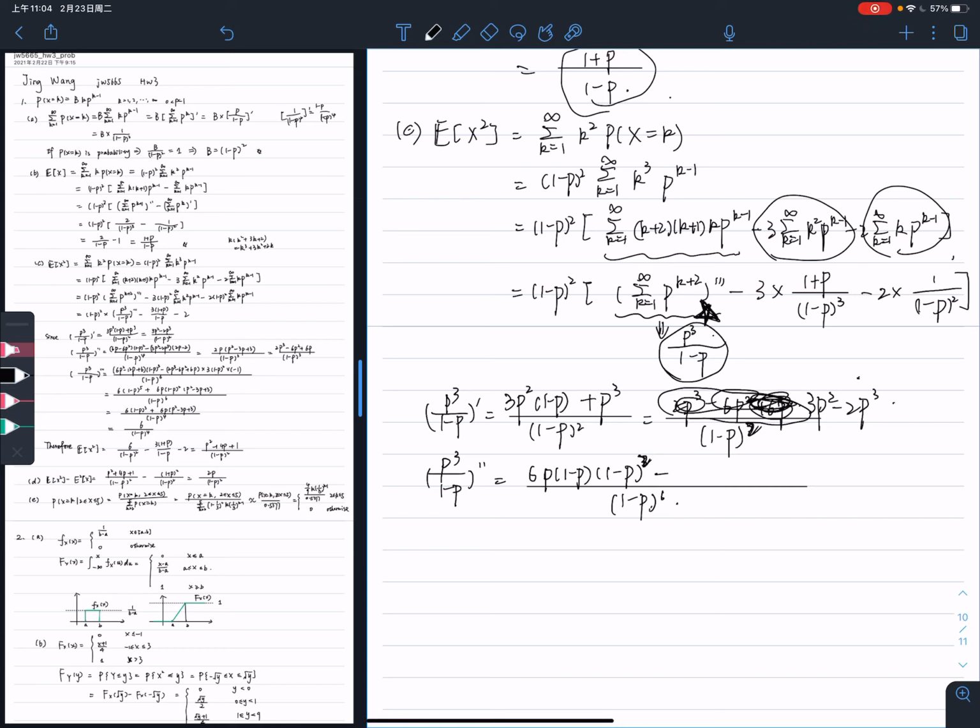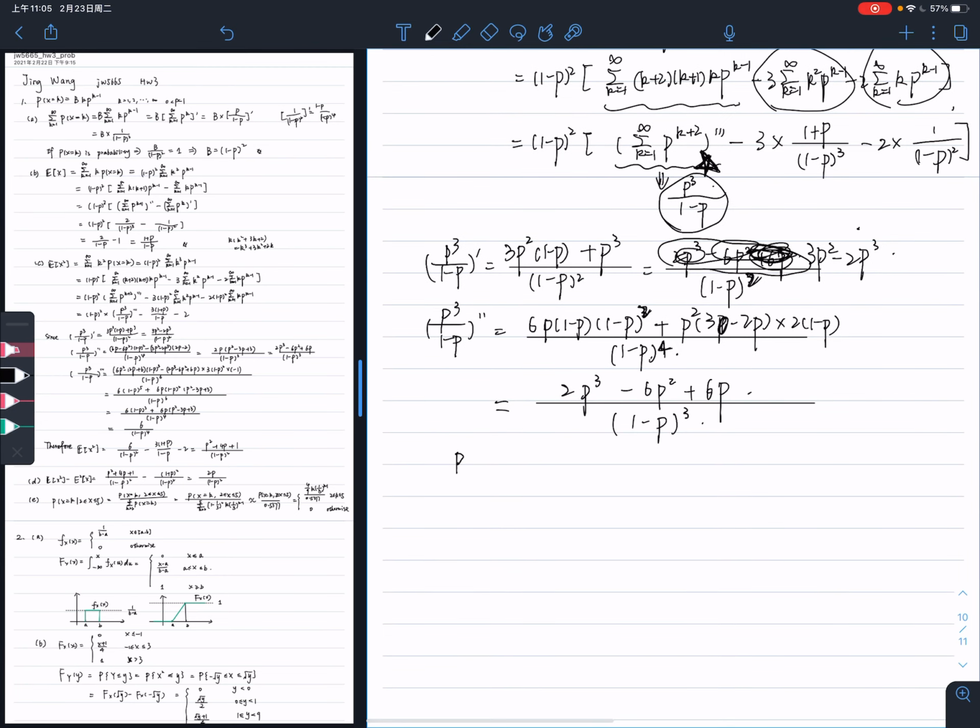So this is p times (3p - 2p^2), (3 - 2p) times 2(1-p) plus. So this is equal to (1-p)^3 times (2p^3 - 6p^2 + 6p).